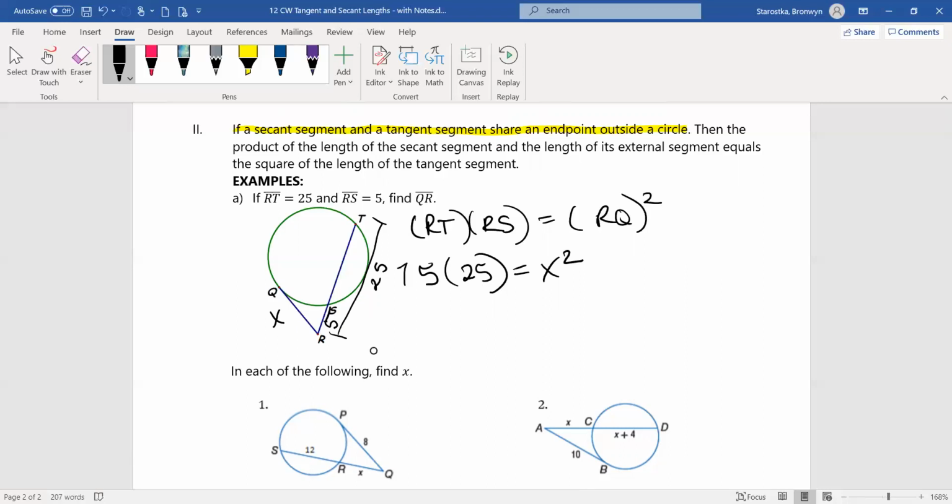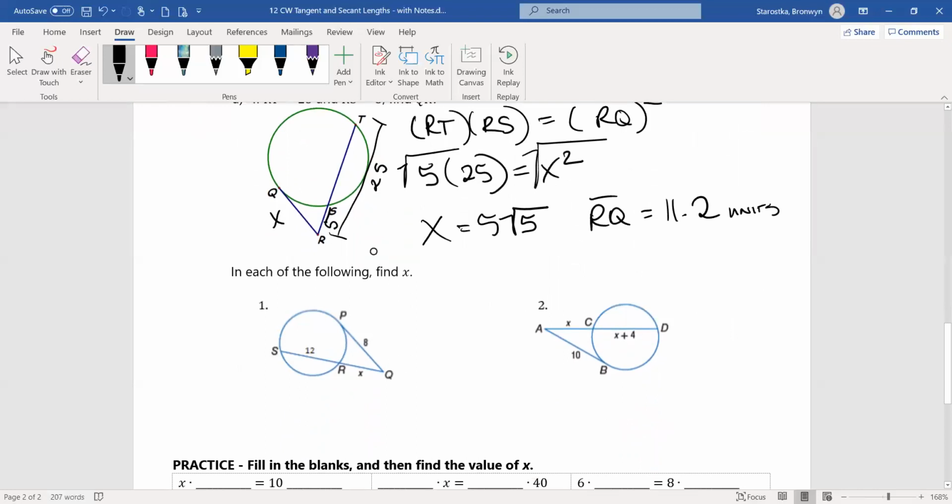So I took the square root of both sides, I get X. And 25, you know, is 5 squared. So in this case, X equals 5 radical 5. But you can plug that into your calculator and get an approximate RQ equals 11.2 if we were to round to the nearest tenth unit, sorry.